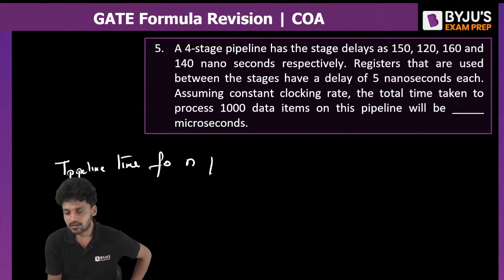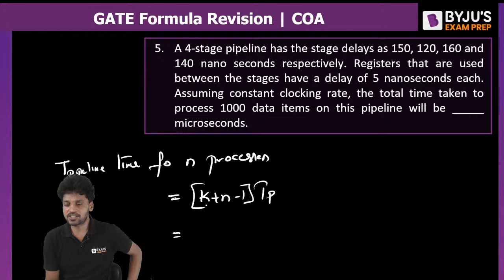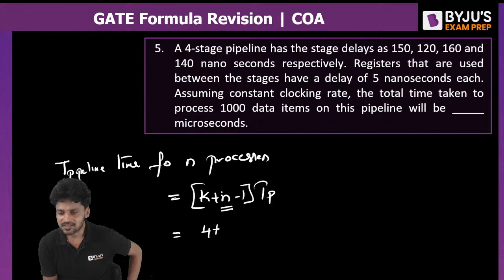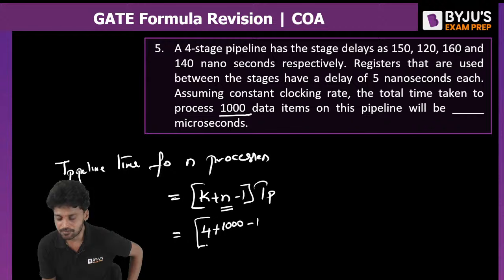N processes is equal to (k plus n minus 1) into tp, right? Here, what is k? K is the number of segments. What is the number of segments? 1, 2, 3, 4. And what is n? N is the number of tasks. Number of tasks is 1000. So, 4 plus 1000 minus 1, into tp.